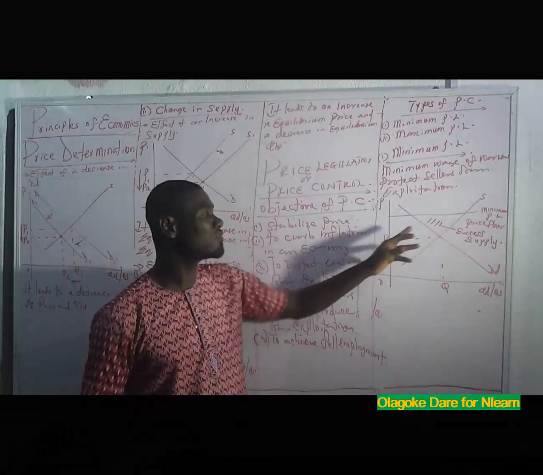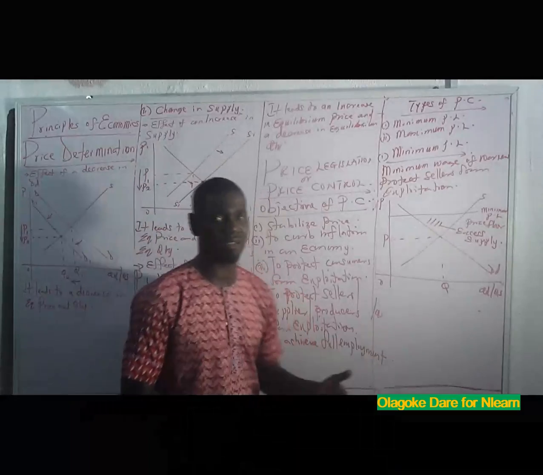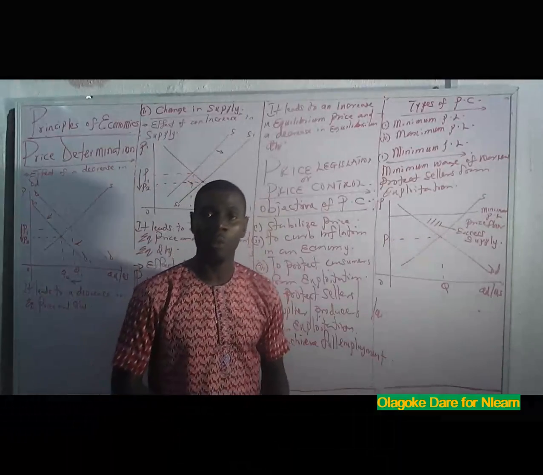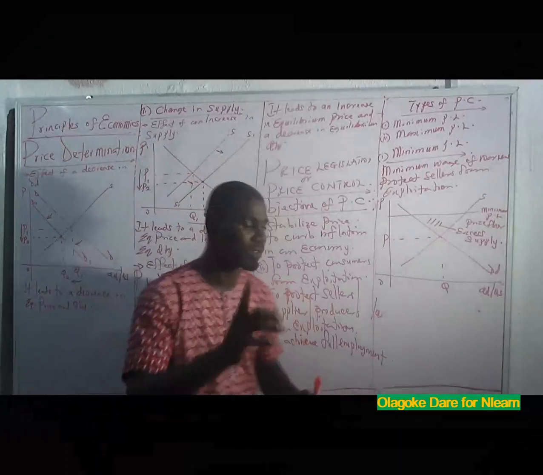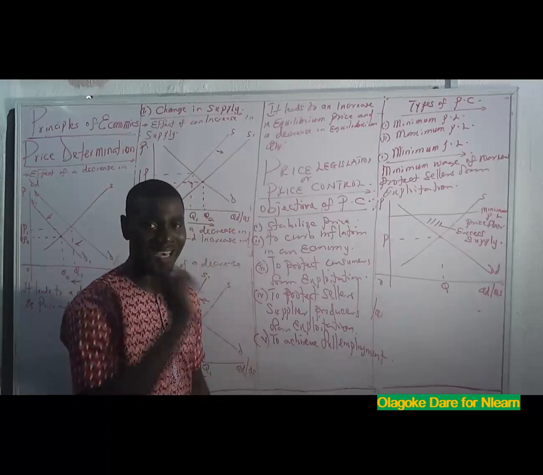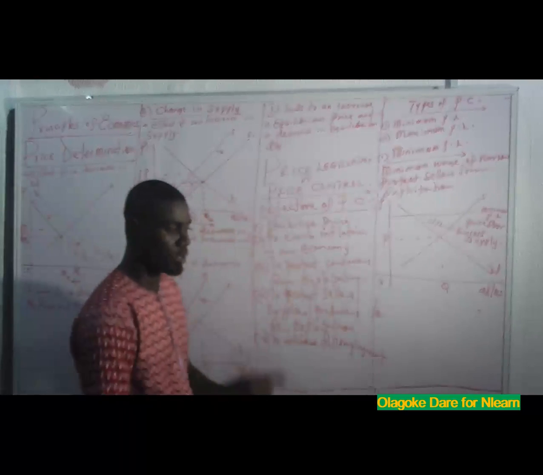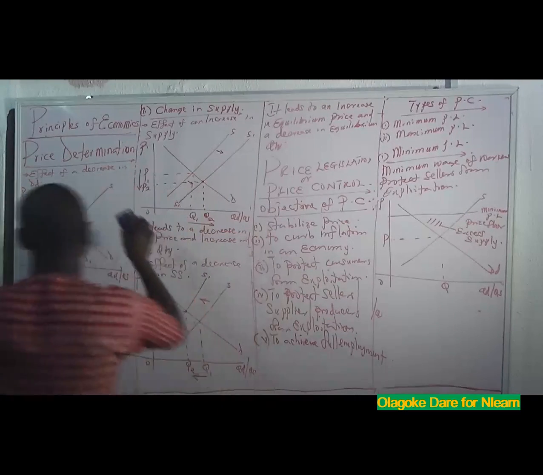So the disadvantage of minimum price legislation is that it leads to unemployment, because the excess supply of labor will bring about unemployment. But note, minimum price legislation is to protect sellers from exploitation, and for it to be effective, it must be fixed above the equilibrium price. Let's look at the next, number 2.